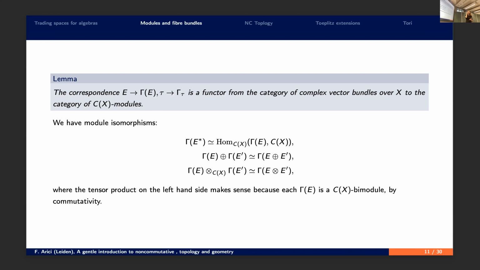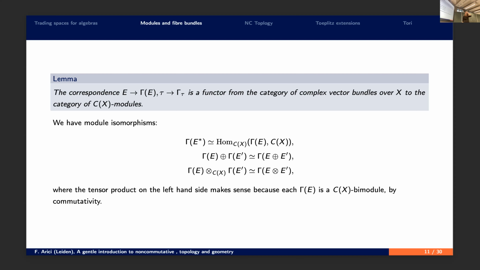So actually the correspondence that to a complex vector bundle over a compact topological space associates the module of sections of the vector bundle is a functor from the category of complex vector bundles over X to the category of C of X modules. And this functor actually respects, as said, several algebraic and topological structures that you have on bundles. So if you look at the module of sections on the dual bundle, that's actually the dual module to gamma E. So it's Hom with respect to C of X from gamma E to C of X.